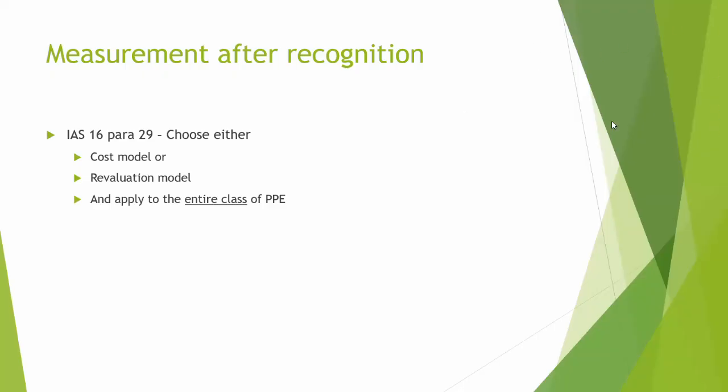Okay, so in terms of our measurements, we've already covered that we have 2 models that we can decide upon. We can either use the cost model, or we can use the revaluation model, and these two are specified under paragraph 29. And when we choose this classification, we need to apply it to the entire class of property, plant, and equipment. What that means is that if we've got land and we choose to use the revaluation model on land, all land that we own has to be valued according to the revaluation model.